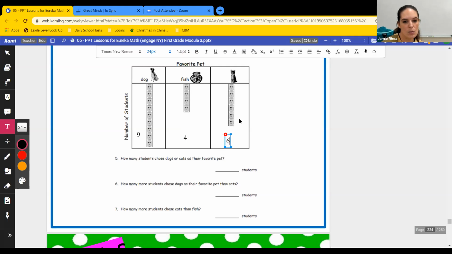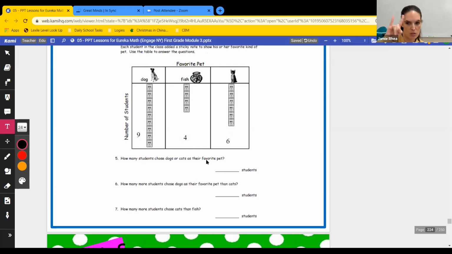Now we can go and look and answer our questions. How many students chose dogs or cats as their favorite pet? Now, I don't want to know one or the other. I want to know how many chose both of them, okay, dogs or cats. So we'd have to add those two together to figure out dogs or cats. You need to look for dogs and cats and add them up.